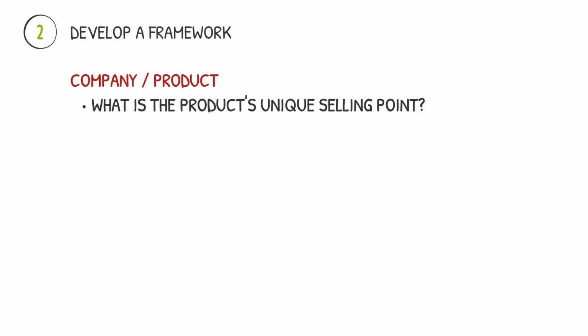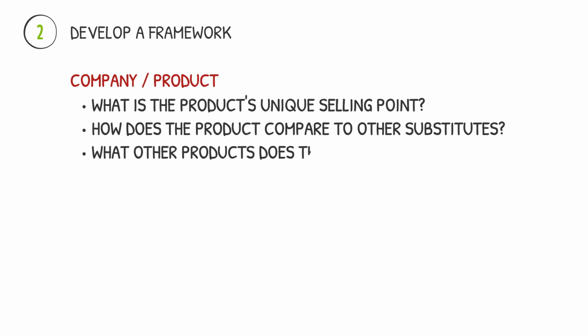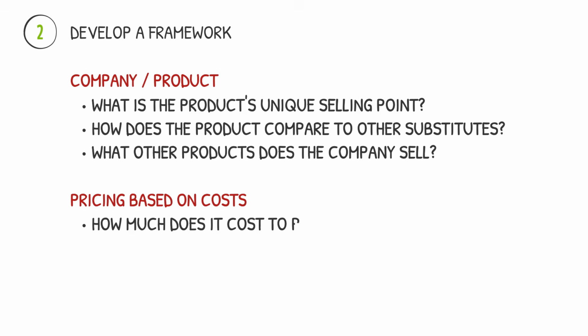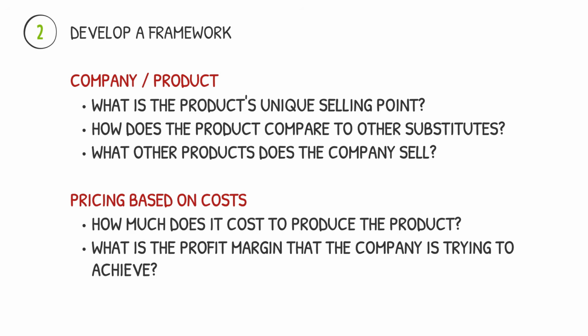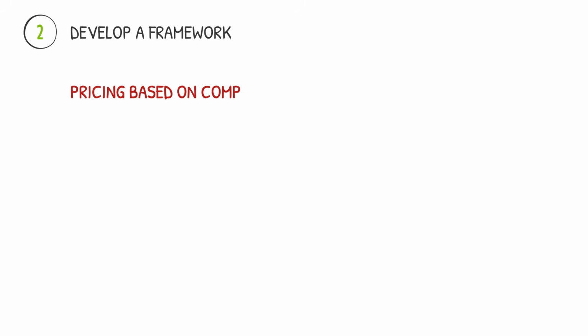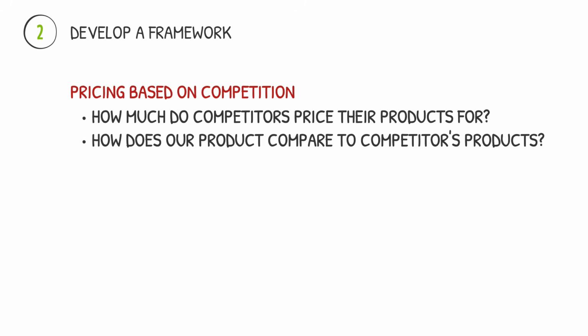Company or product. What is the product's unique selling point? How does the product compare to other substitutes? What other products does the company sell? Pricing based on costs. How much does it cost to produce the product? What is the profit margin that the company is trying to achieve? Pricing based on competition. How much do competitors price their products for? How does our product compare to competitors' products?